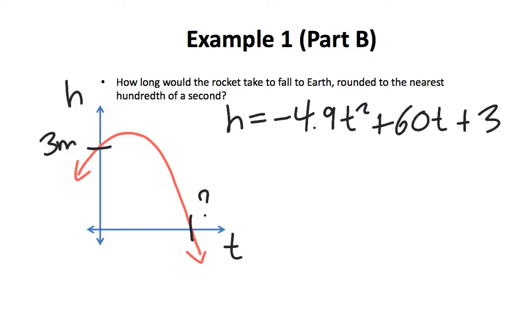If you recall, there are two different methods of finding the x-intercepts. We can either try and factor this quadratic expression, or we can use the quadratic formula. I would highly suggest you use the quadratic formula since these numbers are very difficult to work with. If we want to find the time at which the height of the rocket is 0, we need to set the height equal to 0, because that is when it is landing back on Earth. Instead of h, I'm going to replace it with a 0, and everything else stays exactly the same.